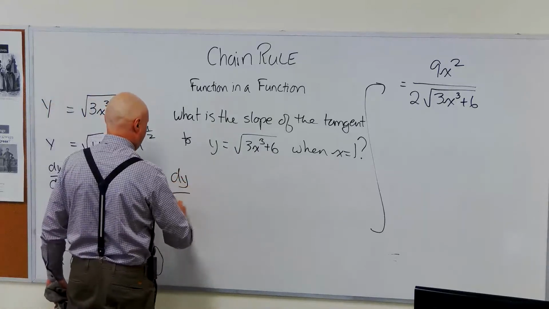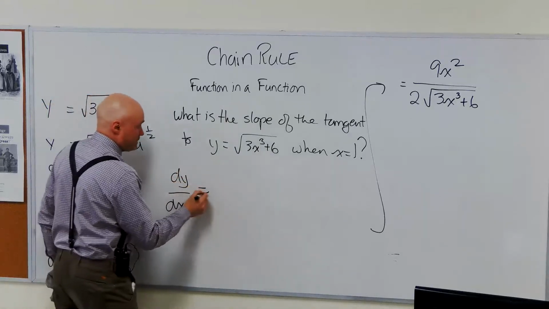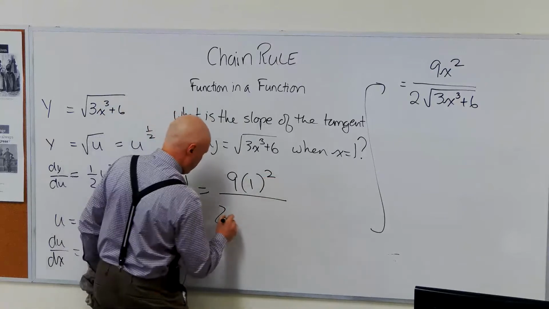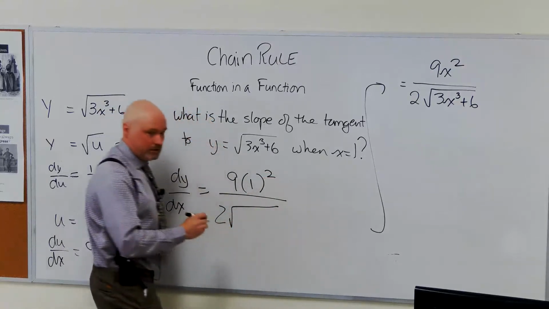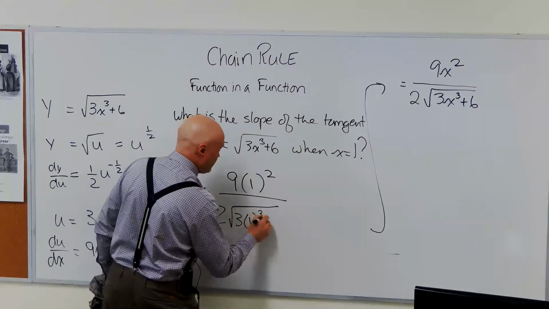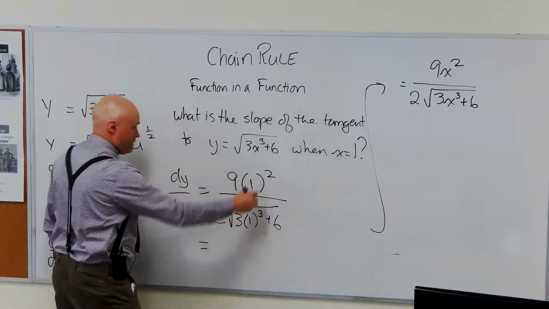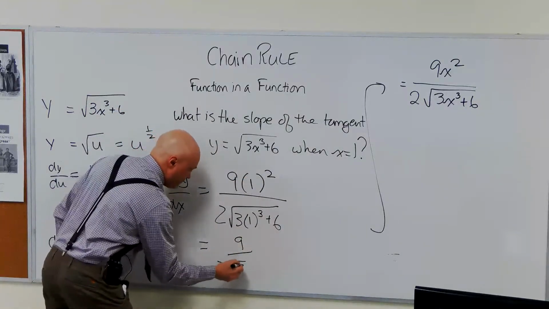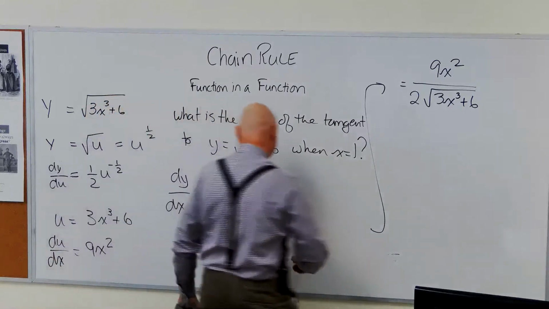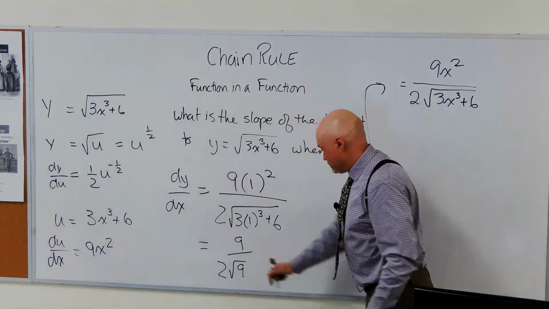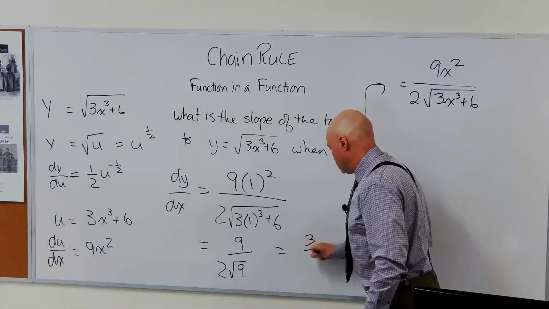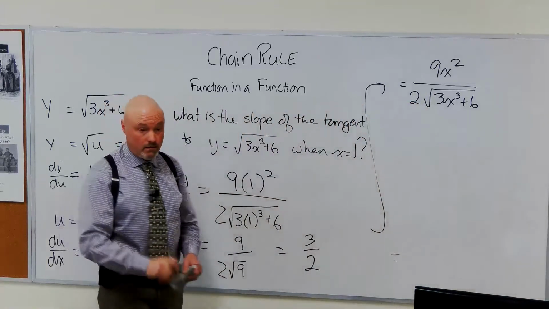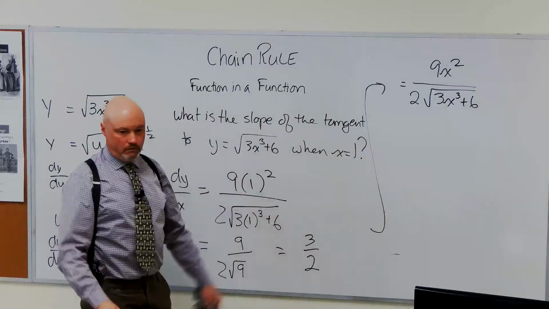Okay, so dy dx is equal to 9 times 1 squared. That's 2, right? No, it's not 2. It's only 1. There we go. 3 times 1 cubed plus 6. Okay, so this is 9 over 2 times the square root of 9, which is 3/2. So that's the slope of the tangent when x is equal to 1. So all you're doing is inserting whatever value for x. That's all you have to do.